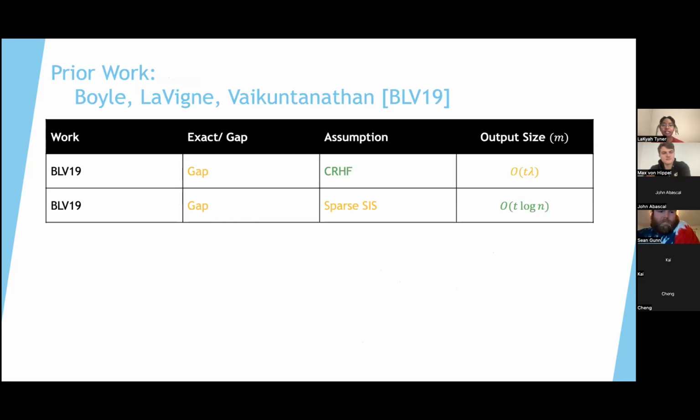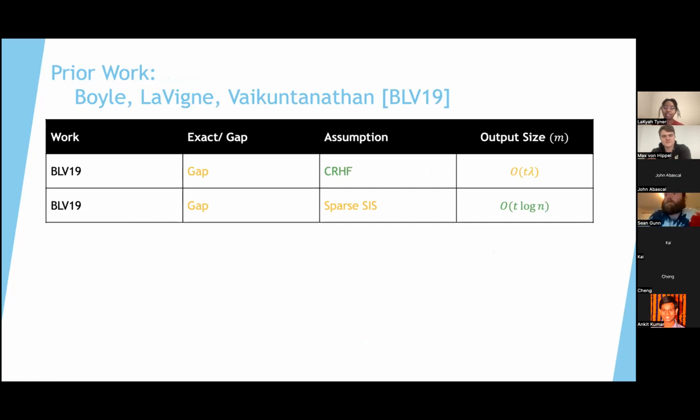Okay, so the first work in this line was by Boyle, Levine, and Vaikuntanathan in 2019. And they presented two constructions for the gap Hamming predicate that I described in the last slide. The first was based on standard collision resistance, and it achieved a fairly decent output size. Okay, and then the second one was based on a new assumption called the sparse SIS assumption that was introduced in the same paper. So it's a little less standard than collision resistance, but it did enable them to get a better, or smaller, output size, which is what we're trying to do.